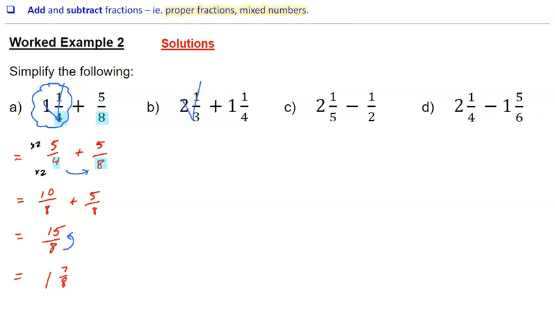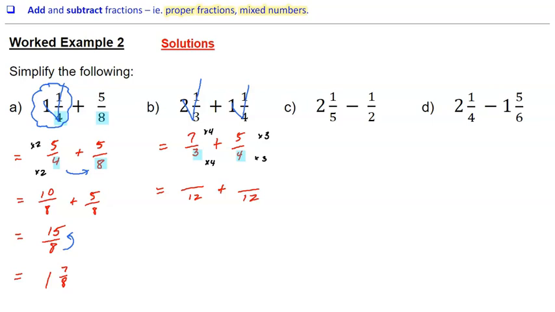Part B, see a mixed, do the tick. I have 7 on 3 and see a mixed, do the tick. I have 5 on 4. When adding and taking, same parts need making. Use lowest common denominator 12.